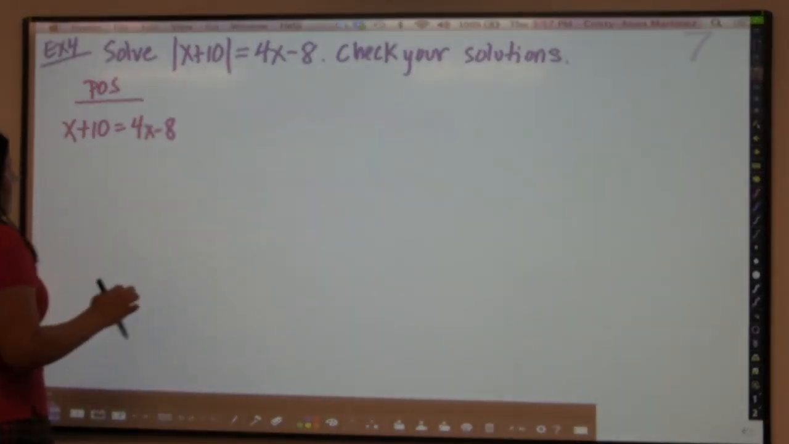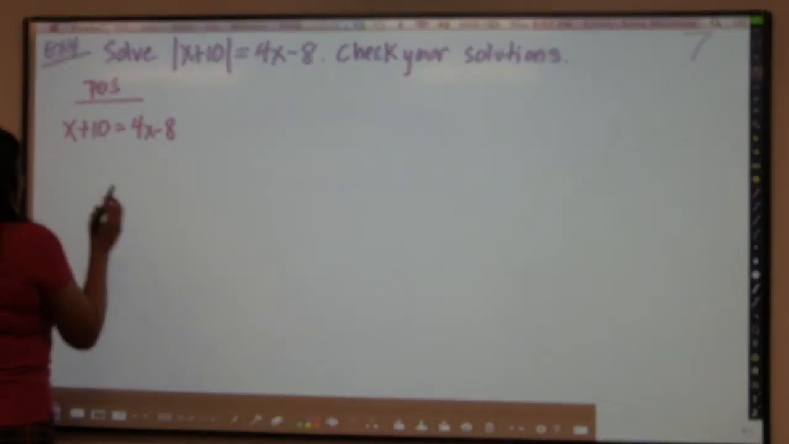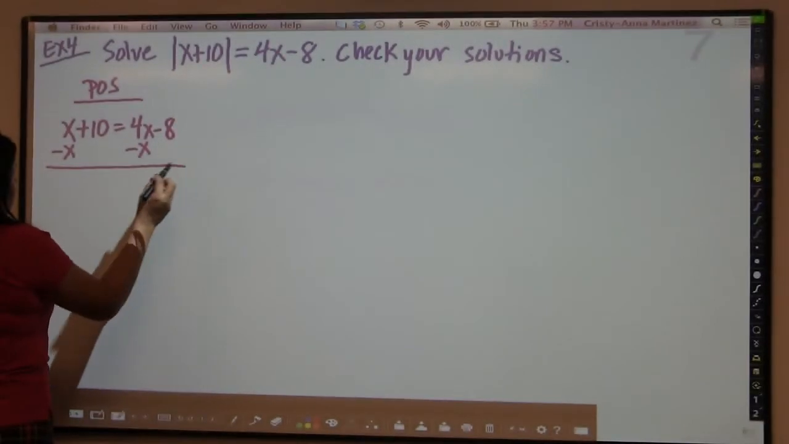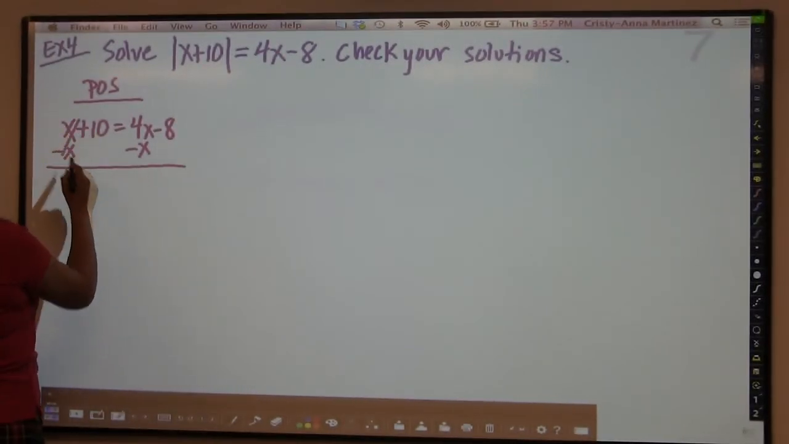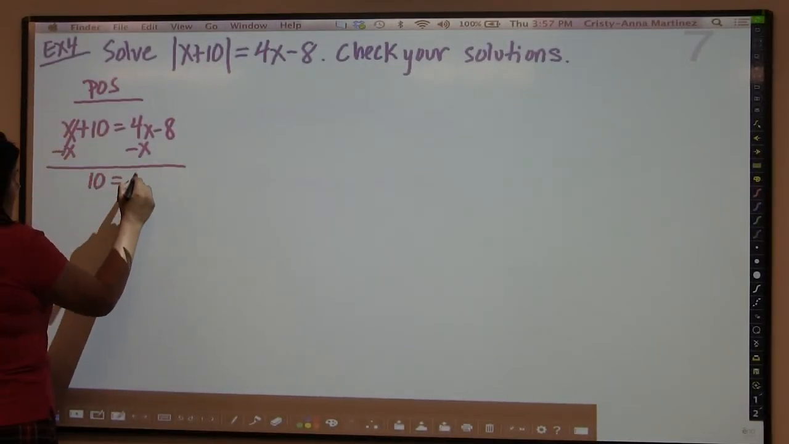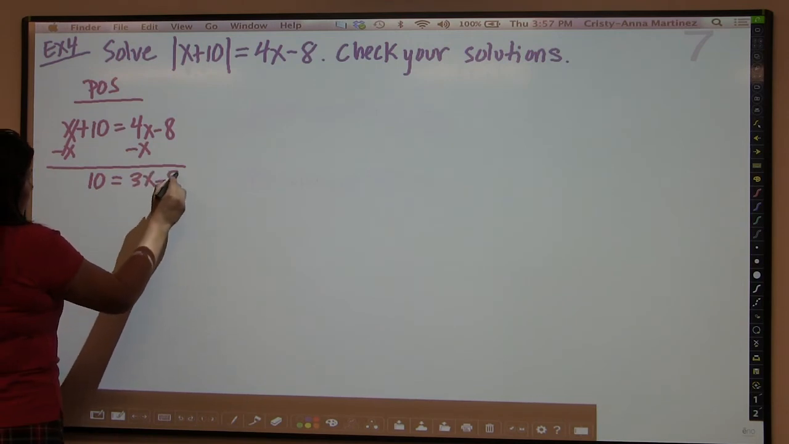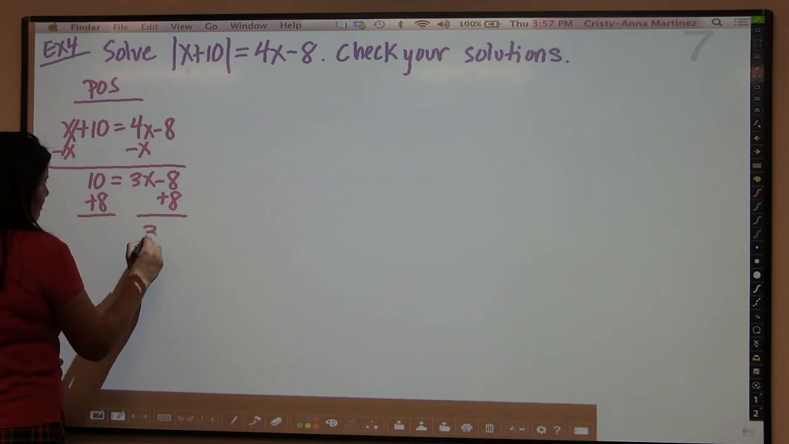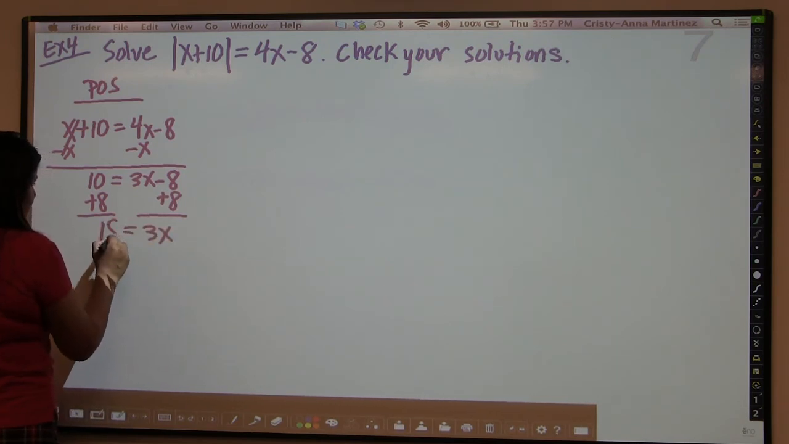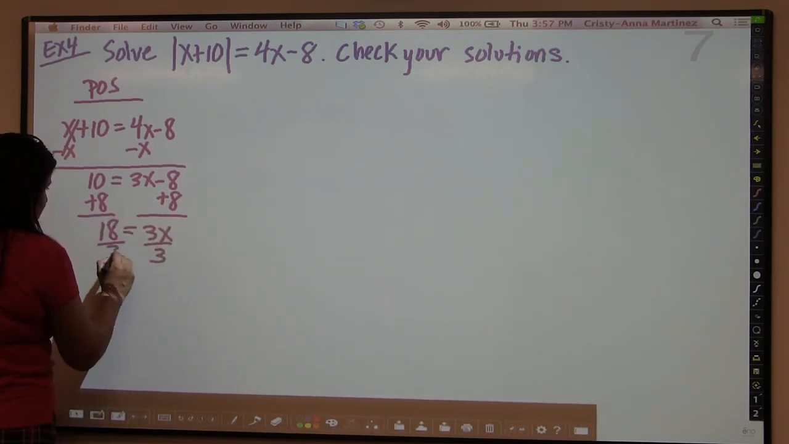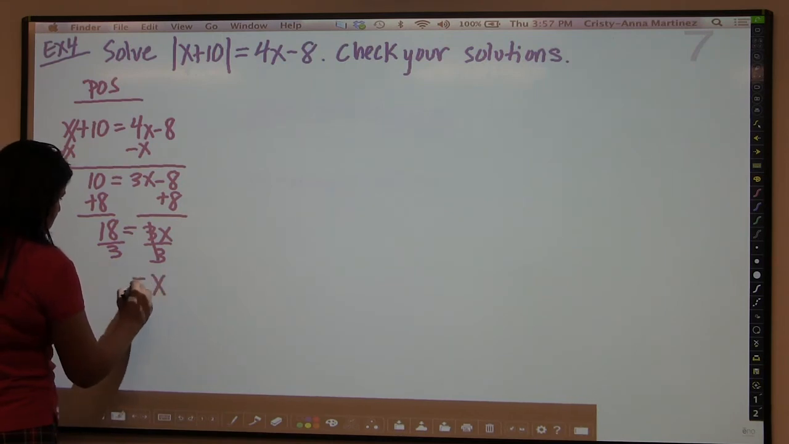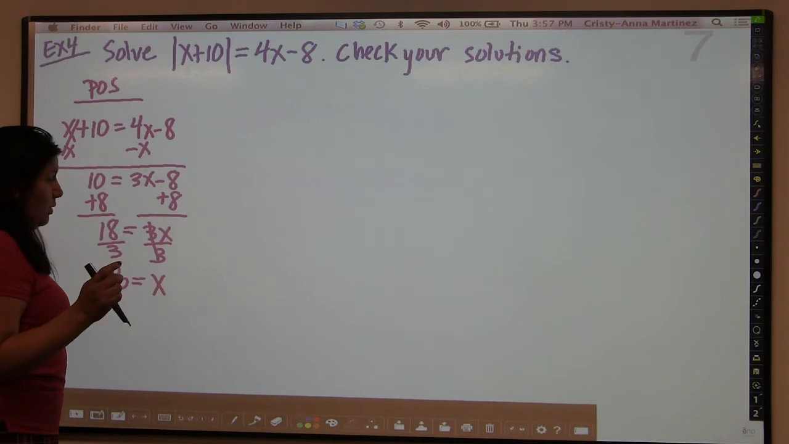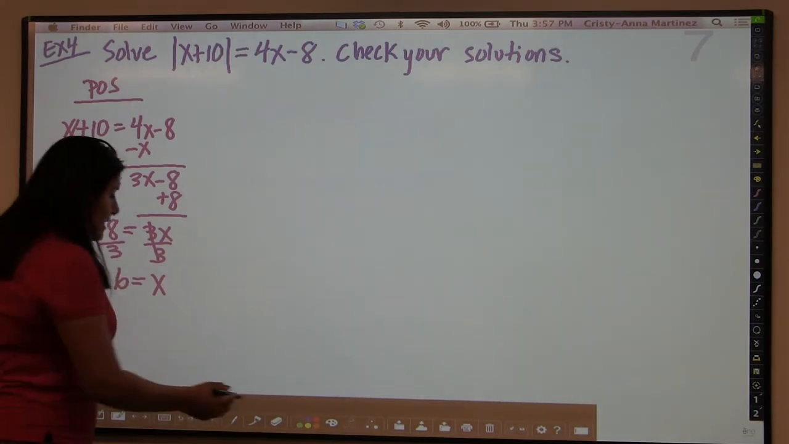Not a big deal. And now to solve the problem, you want to put the x's on the same side. This is very similar to things you've done in the past. That's 0, so you get 10 equals 4 minus 1 is 3x minus 8. Add 8 to both sides. You get 3x equals 18. Divide both sides by 3, and x equals 6. That is one of my solutions, supposedly. We will check later to see if it's actually the case.